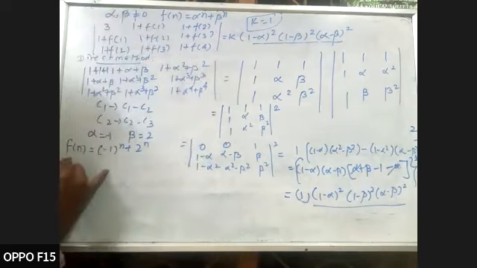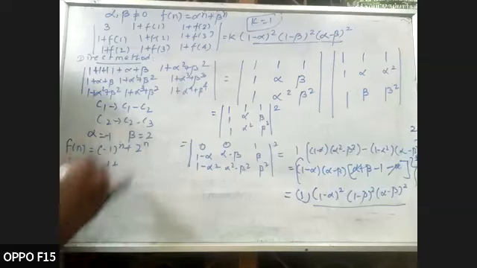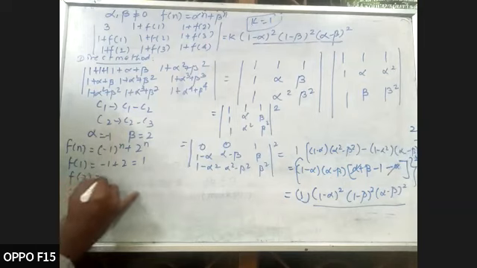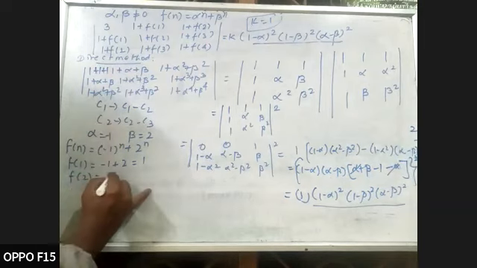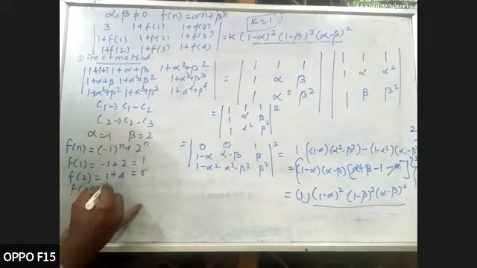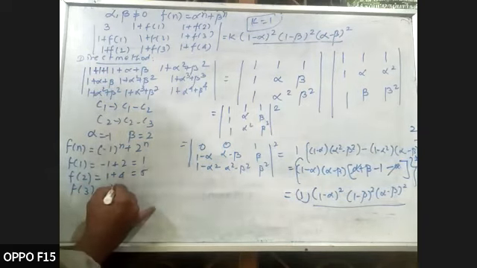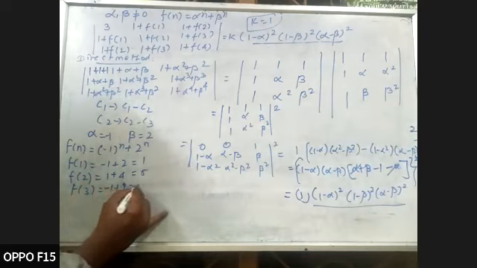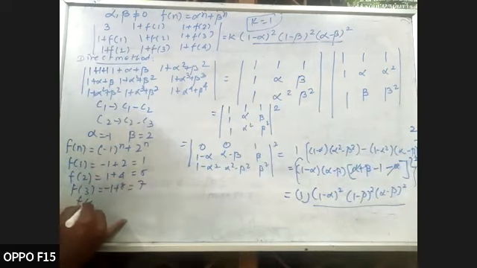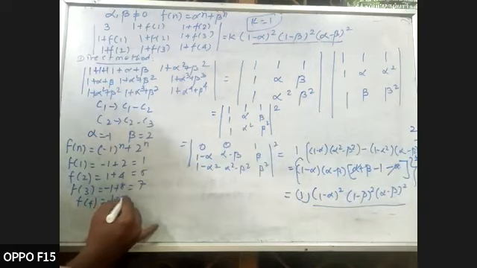Now we find f of 1: -1 power 1 is -1, 2 power 1 is 2, which is equal to 1. Next f of 2: -1 power 2 is 1, 2 power 2 is 4, which is equal to 5. f of 3: -1 power 3 is -1, 2 power 3 is 8, which is equal to 7. f of 4: 1 plus 16, which is equal to 17.